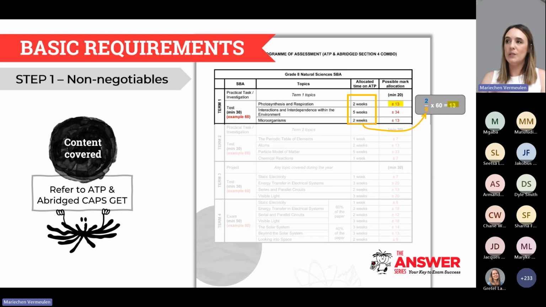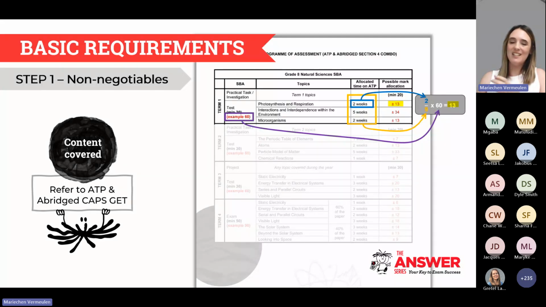Now, according to the ATP, you're supposed to spend a total of 9 weeks teaching those 3 topics. There are 11 weeks, I think, set out because they've allotted for things like academic time, getting lost, revision, and assessments being put in. So 9 weeks. And then you basically just work out the ratio that a particular topic would count. So 2 of the 9 weeks was spent on photosynthesis and respiration. And then you just multiply that by the total for your exam to work out how many marks that topic should count to be accurate in terms of the amount of time you've spent on it.